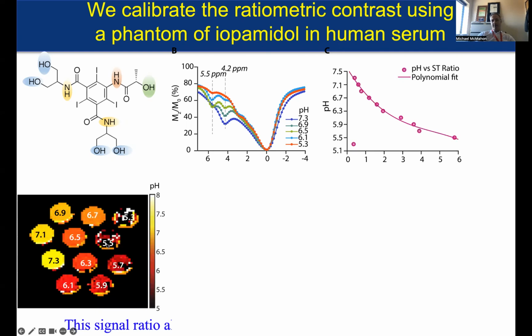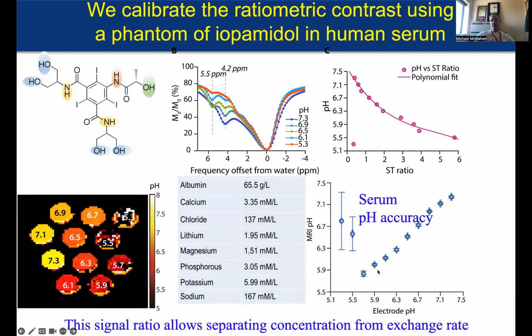Here's our pH map for a phantom of this agent for a wide variety of pH values. And as you can see, down to about 5.7 pH, you can see fairly nice pH measurements. And then below that, it kind of breaks down.